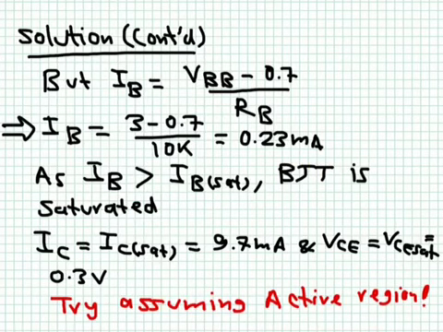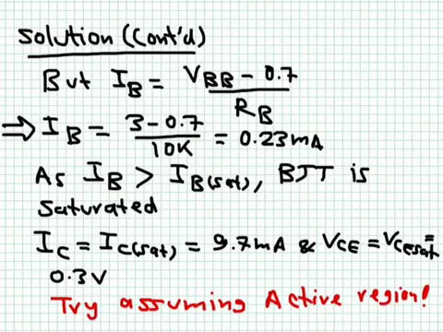So my operating point here in this case, or my Q point, or my quiescent point, it has many names, is that I collector is equal to I collector saturation, which is 9.7 milliampere. VCE is equal to VCE saturation, 0.3 volts, and the I base in this case is 0.23 milliampere. I would like you to repeat this example again by assuming the forward active region, because it's very good to do that.